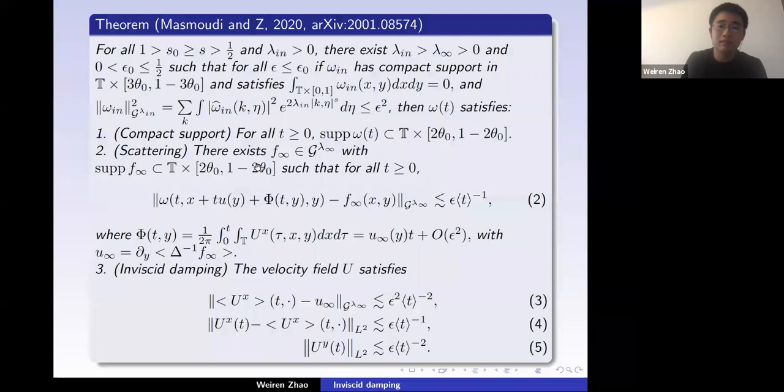So under this assumption, if this omega is Gevrey and has some compact support, then we can say that the linear inviscid damping holds. We have the scattering result, which is that after the nonlinear change of coordinate, the vorticity will converge to its final state. I would like to give some remarks on this result.